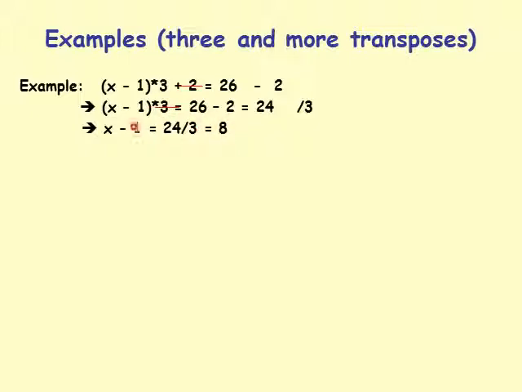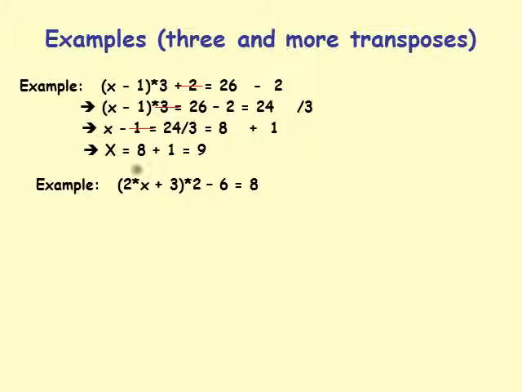Now this minus 1, we move across the equal sign and it becomes plus 1. A subtracted term, when we move it across the equal sign, becomes an added term. So we have x equal to 8 plus 1, which is 9. So x is 9.